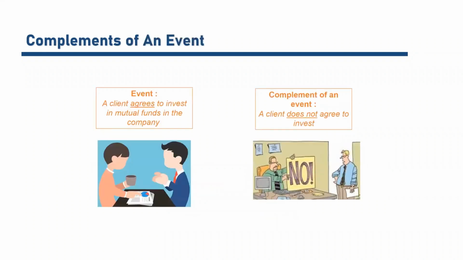Next, we'll see a complement of an event. A client agrees to invest in a mutual fund in the company, right? And the complement is the client does not agree to invest. Another example will be whether my machine learning algorithm will approve a loan or not approve a loan. So event A is approving and event A dash is not approving. So there are two events which are very complement to each other.